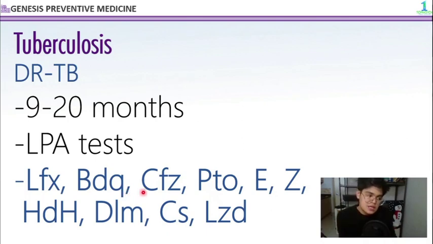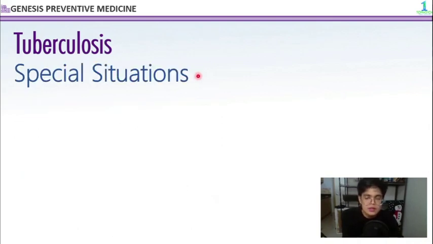So again, if there's any question saying, okay, which of the following drugs are not given for DRTB, that's most likely rifampicin, because it's not given for DRTB patients anymore. And add to that, remember, rifampicin is being tested for resistance in the usual GeneXpert. Okay? So now we go on to some special situations for the treatment of TB.